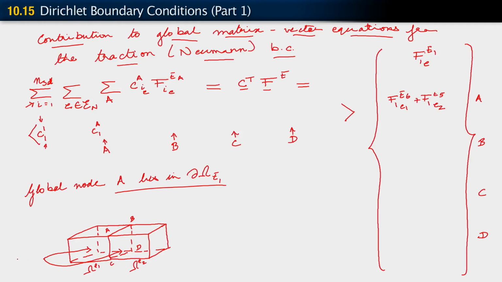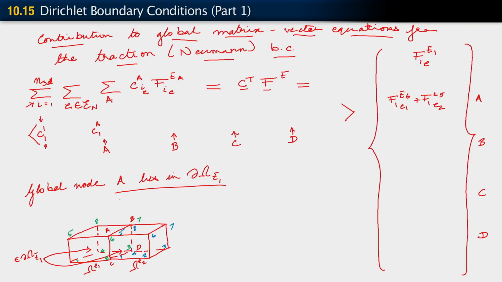Both those surfaces I'm saying belong to partial omega t bar 1. In terms of local numbering, let me identify the surfaces I'm speaking of here. For element omega E1, the nodes are 1, 2, 3, 4, 5, 6, 7, 8, and for omega E2, the nodes are also 1, 2, 3, 4, 5, 6, 7, 8. So we would have those two contributions.